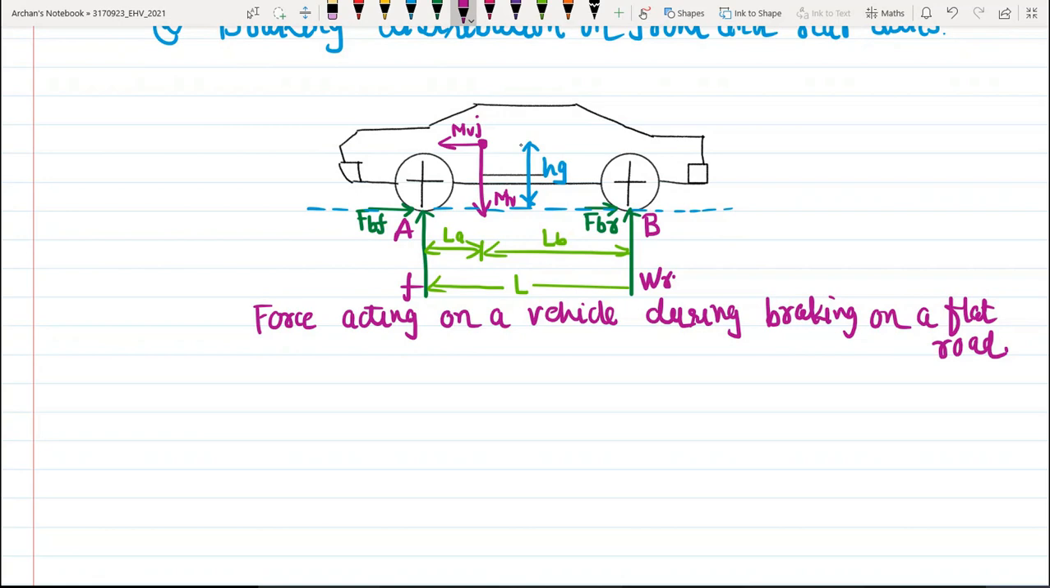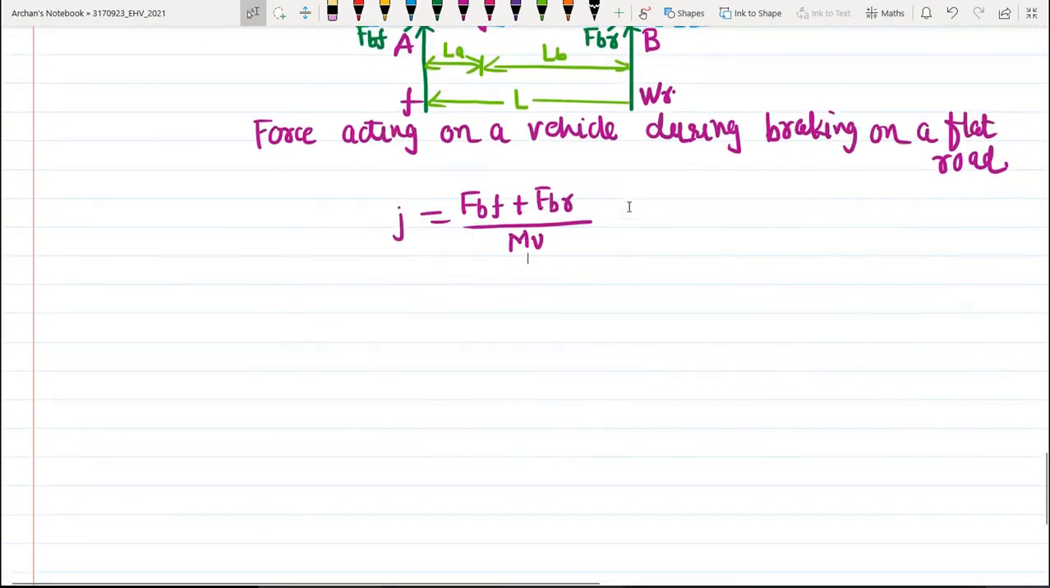So we have rolling resistances and aerodynamic brake. These are ignored in this particular case. Okay, we have ignored the rolling resistance, we have ignored the aerodynamic brake. Okay, because they will be quite small compared to the braking forces. Okay, so here I have used one term mv times j. So j is the deceleration of the vehicle during braking. Okay, and it can be expressed as j equal to fbf plus fbr divided by mv. Okay, this is my deceleration of vehicle during braking, of course.